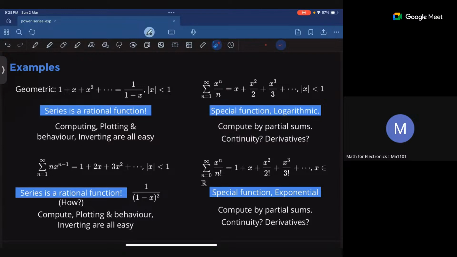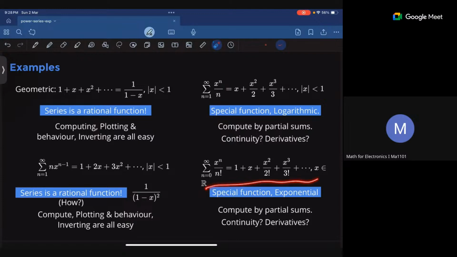Okay, so again, this x plus x square by 2 plus x cube by 3, this we have seen, x power n by n, right? When mod x is less than 1, this series will converge. And this will converge to some logarithmic expression, which we don't talk about here now, but we will study this later. Okay, even continuity and derivatives also we will talk.